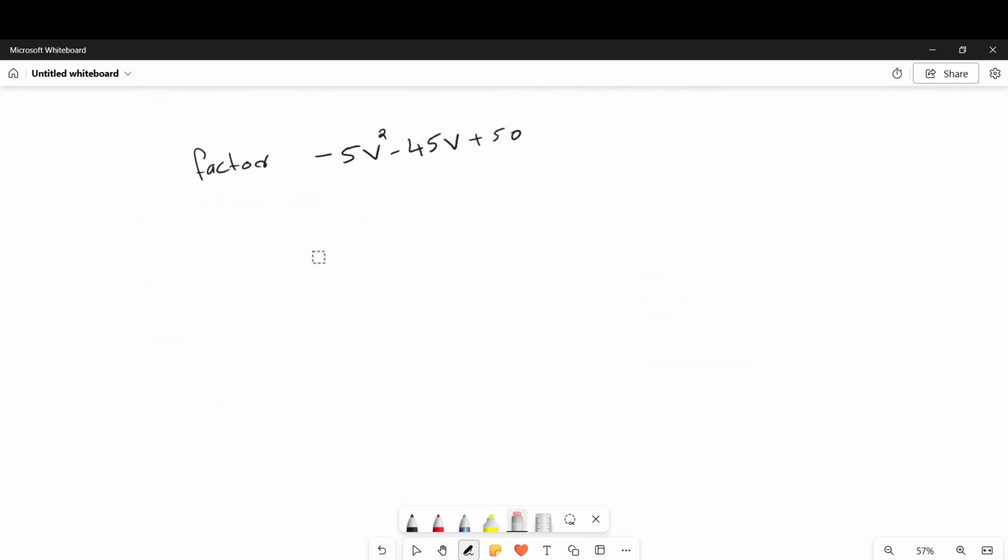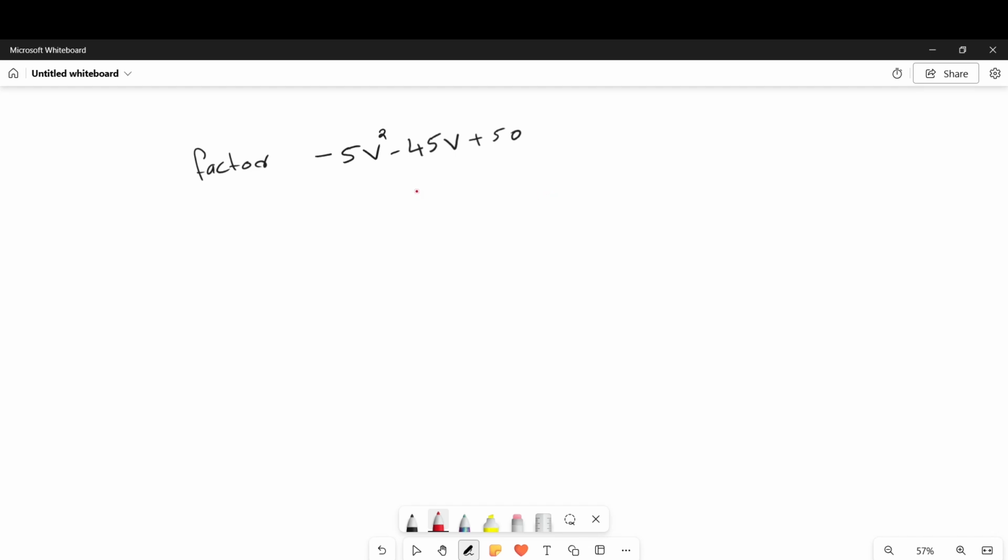Okay, our next example problem is this: factor minus 5v squared minus 45v plus 50. So we need to factorize this. Let's make it a simple factor.